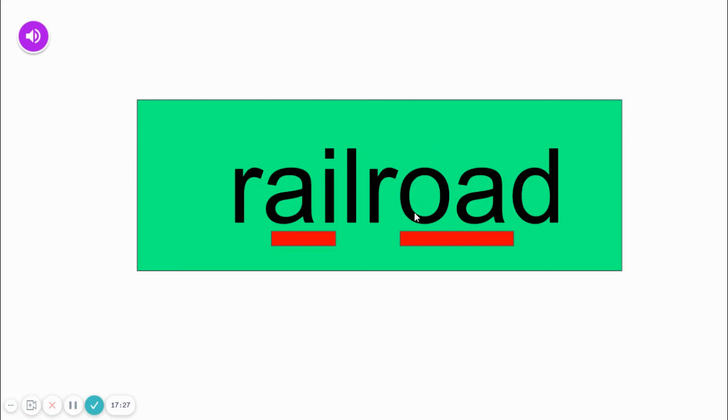Yes. So you looked at AI as one vowel, and then you came over to the OA, and you had the O jump over the R and split it between the L and the R. And what did the first part say? Rail. And what was the second part saying? Road. Good job. So the word is railroad.